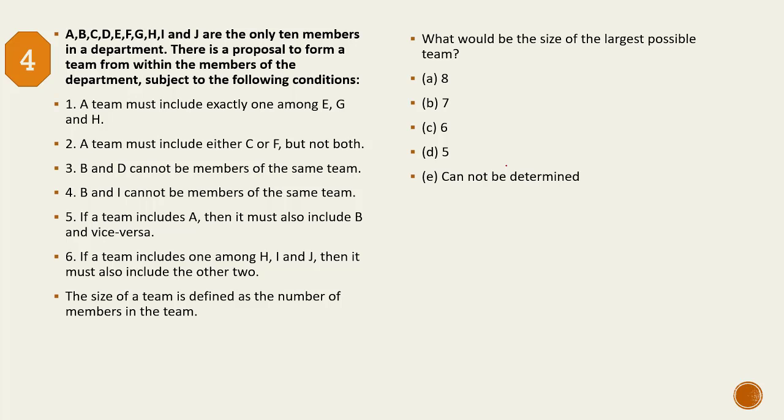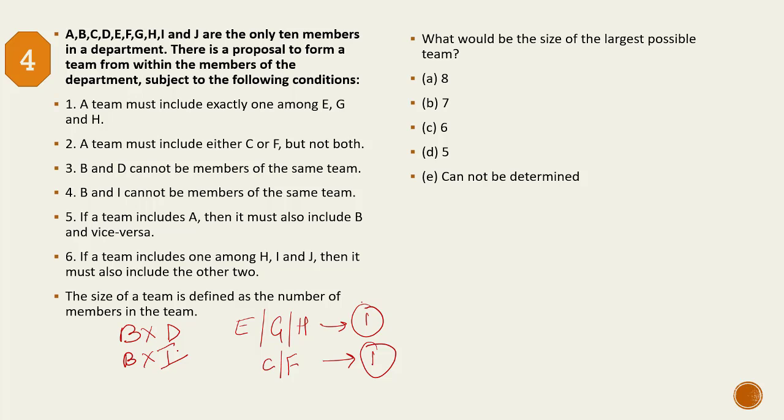Condition number 1, the team must include exactly one among E, G and H. So what I have to understand from here is that out of E, G and H, I'll be picking only one. I cannot take all three together. The team must include C or F but not both. Again, out of C and F, I can only choose one person. I cannot take both persons at the same time. B and D cannot be members of the same team. B and I cannot be members of the same team.